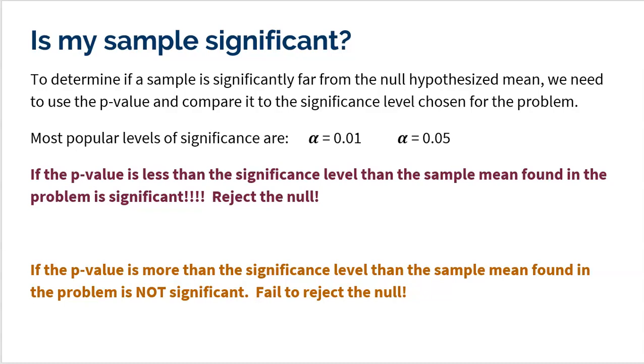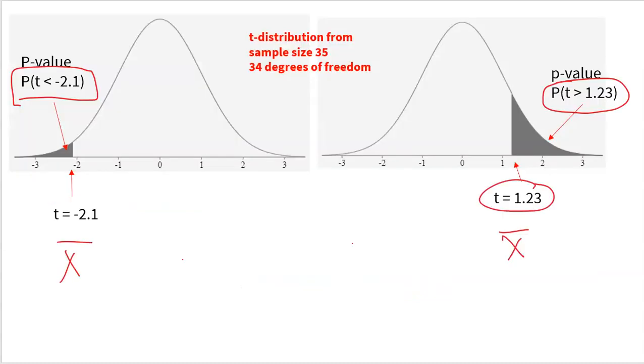So if we go back and look at our two examples, let's just say we're going to use the 5% level here. On the left, the p-value is about 0.02. So since 0.02 is less than 5%, that would be significant. That's a significant sample. In that case, we'd reject the null.